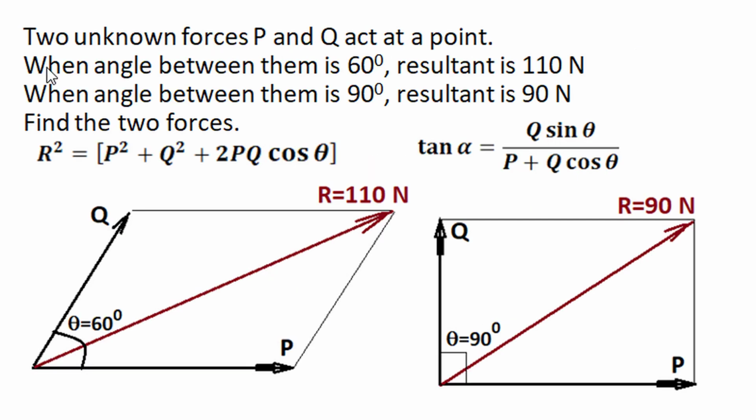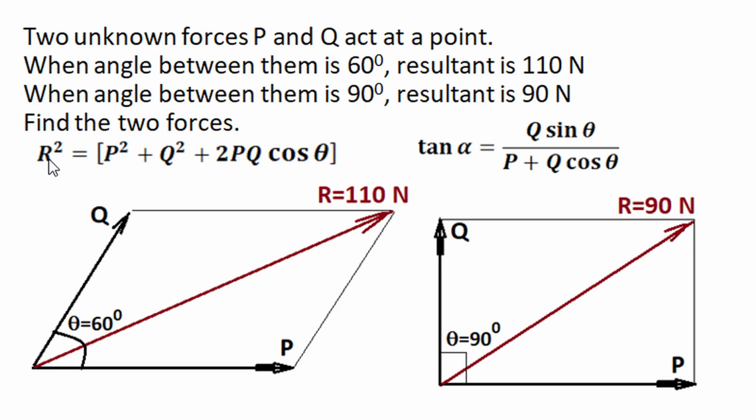In this new problem, we have two unknown forces P and Q which act at a point, and when the angle between the two is 60 degrees, the resultant is 110 Newton, and when the angle between the same two forces P and Q is 90 degrees, the resultant becomes 90 Newton, and we have to find out the magnitude of the two forces P and Q.